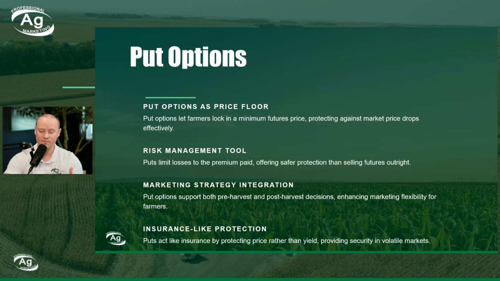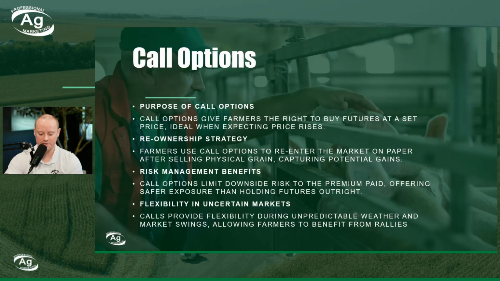So same for hogs. If you grow hogs, you'd be worried about the price that you're selling that hog for going down. You would buy a put option to help protect that price from going down. Cattle, same thing. If you grow cattle, you're worried about the price of the calf going down, so you'd be buying a put to take advantage of that.